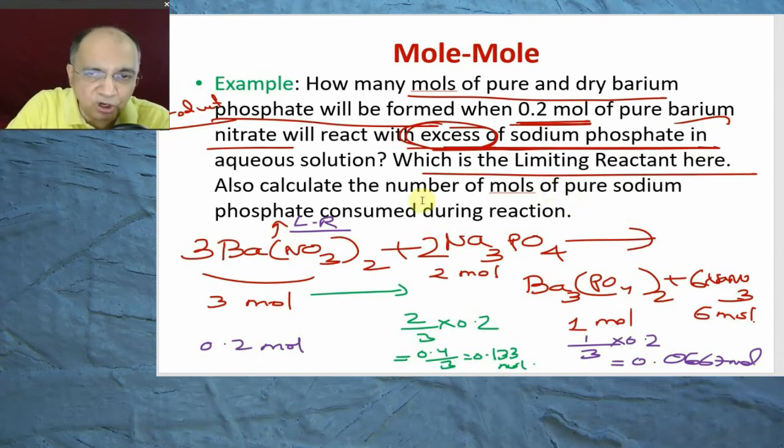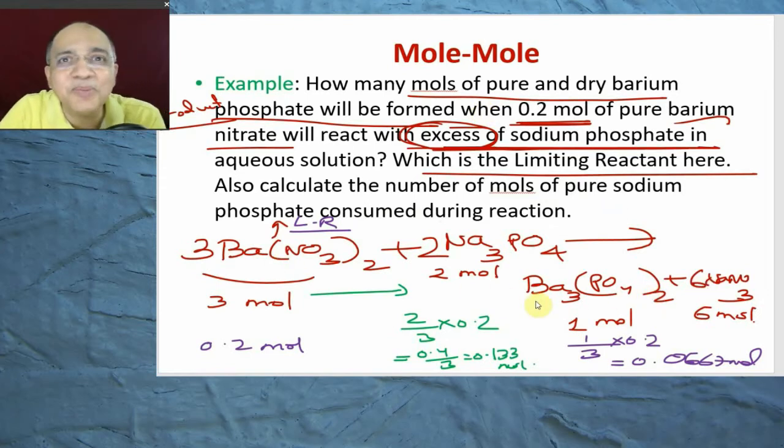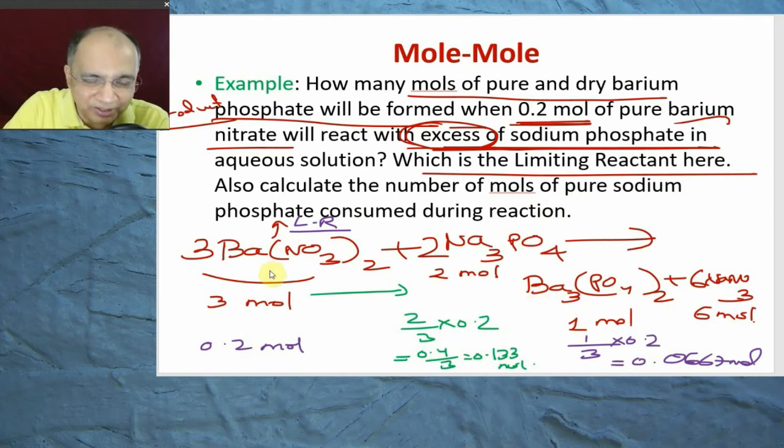Now, our first job is to write the equation with the correct formulas. Unless you write the correct formulas, you can't balance. So barium nitrate reacts with sodium phosphate to give you barium phosphate and sodium nitrate. And I have balanced it. 3 here, so 3 here. Nitrate will be 6, so 6 here. This will be 2. So everything is balanced.